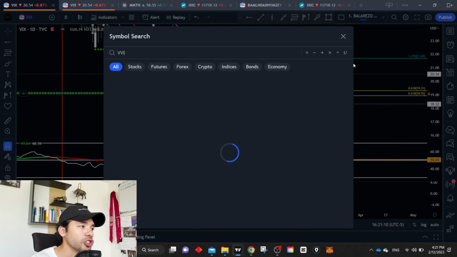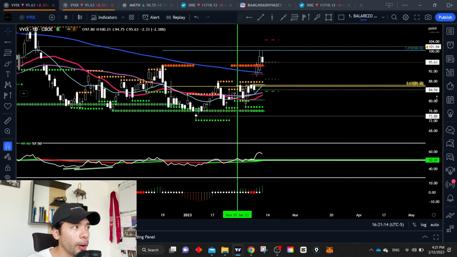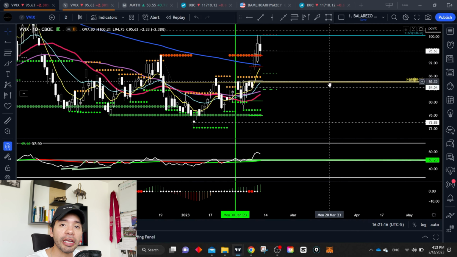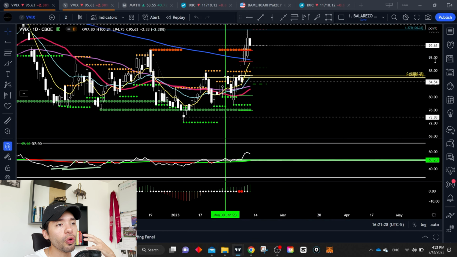The VVIX is a chart in which I encourage you to learn more about it. This is basically the volatility. Instead of the volatility of the SPY, this actually calculates the volatility of the VIX. So this tends to set up before the VIX does. So I think that you are going to be able to find an edge in the market if you really study this instrument.